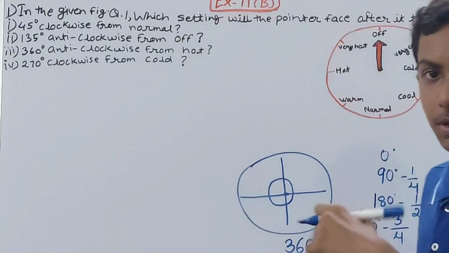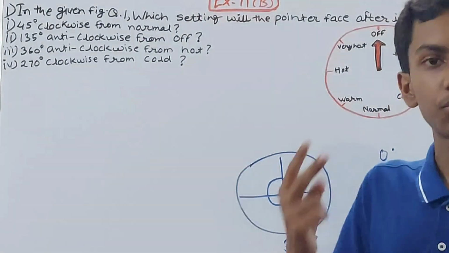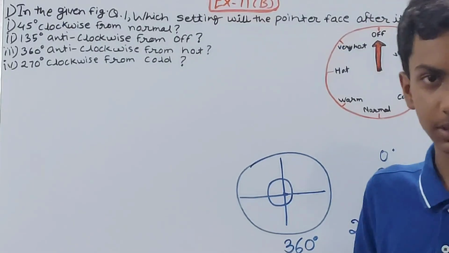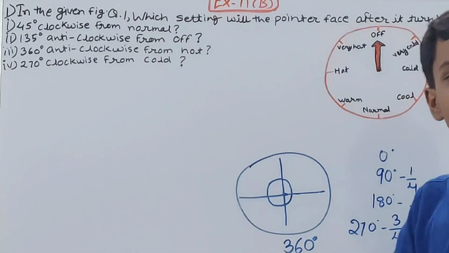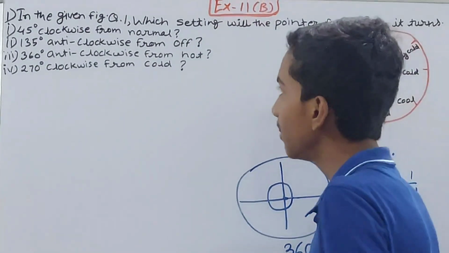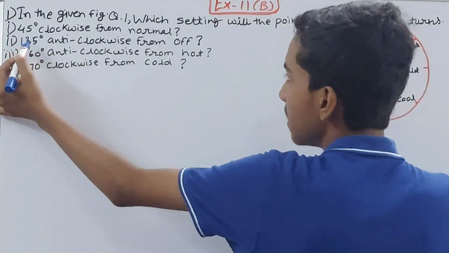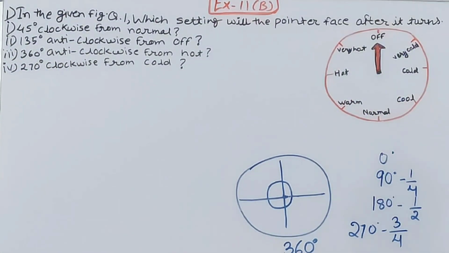90 degrees is 1/4 of a rotation, 180 degrees is 1/2 of the circle, 270 degrees is 3/4 of the circle, and 360 degrees is one complete rotation. So same thing over here as well. And if I tell you more, there are 45 degrees and 135 degrees, as you can see in the equation.